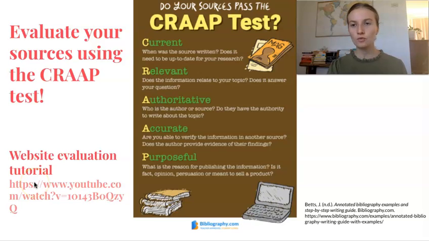Now, before you write your annotations, you will need to evaluate your sources. And just like we evaluate websites, we need to evaluate journal articles using the CRAP test as well. Here is a quick image that explains what the letters in the CRAP test stand for. And if you need further reminding, you can have a look at my website evaluation tutorial on YouTube. The link is right there.